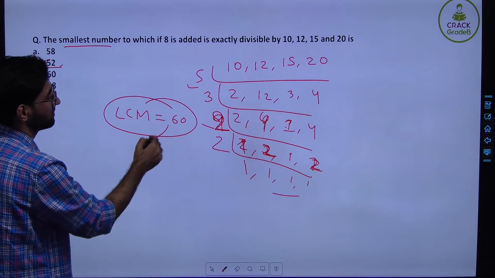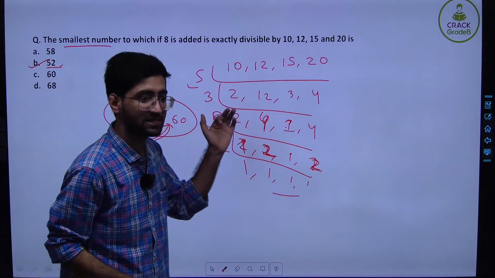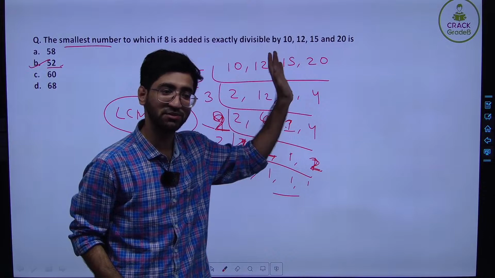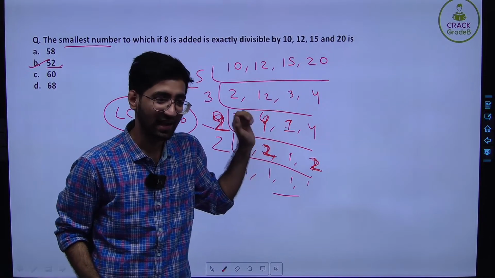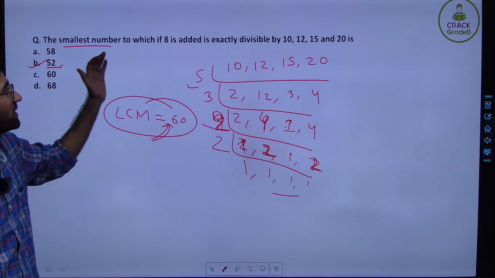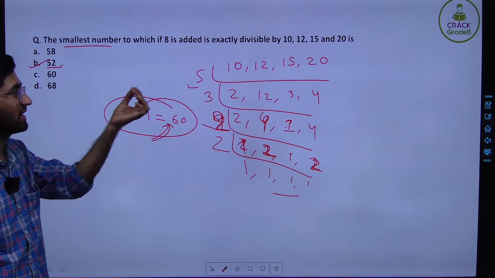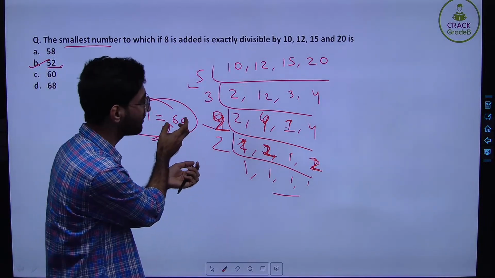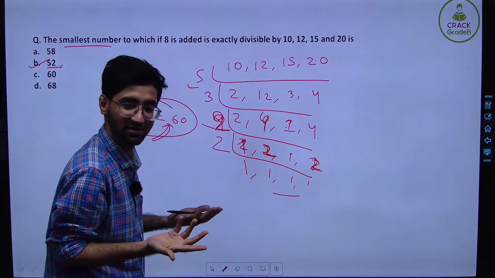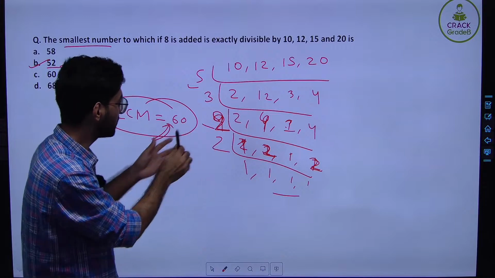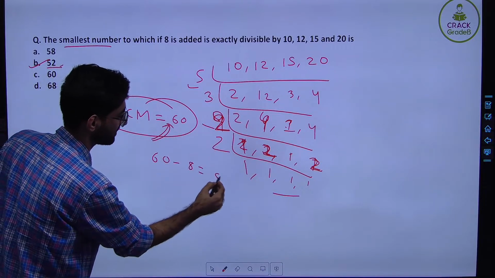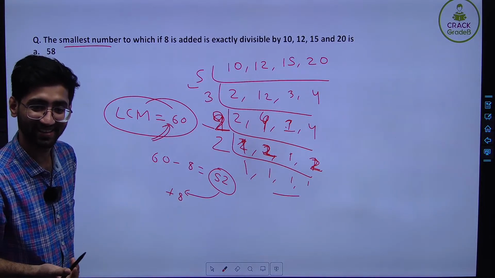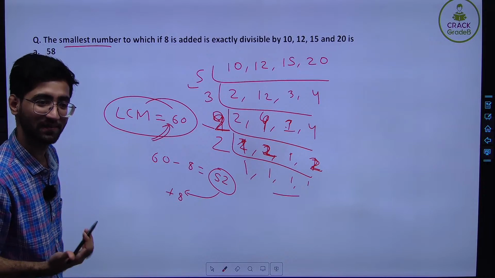Now try to think about 60. 60 is the least common multiple of these numbers, which means 60 is divisible by all of these numbers. And if you read the question, it asks for the smallest number to which, if 8 is added, it is exactly divisible by these numbers. The least common multiple is the least number divisible by all of these numbers. So if you subtract 8 from this number, then only will you have to add 8 to make it divisible by these numbers. Right? Are you able to get this?